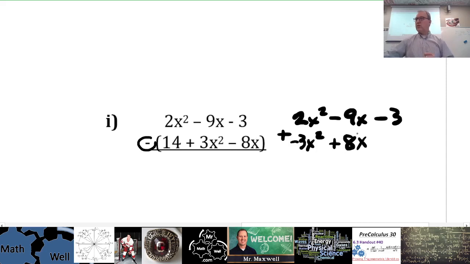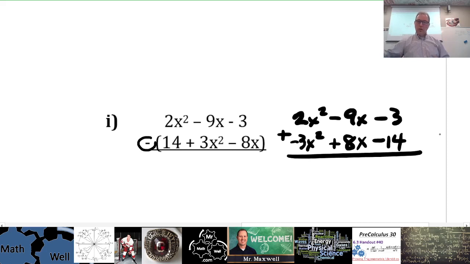Are you guys okay if I do those two steps at once? Are you following me? I'm rearranging them and changing the signs. I think you guys can get this. So 14 is going to be in the last spot here, and I have to change that to a -14. Okay?